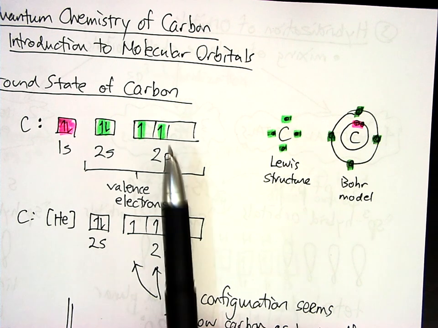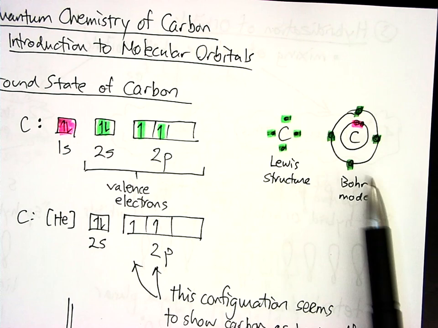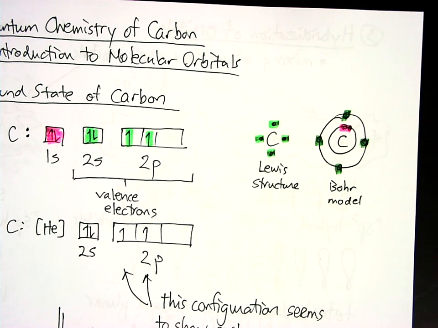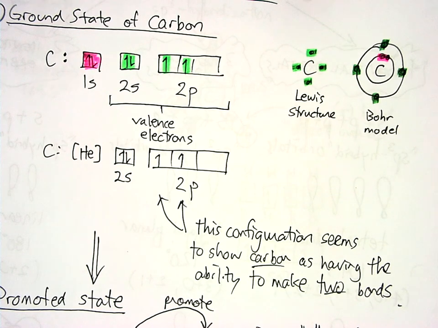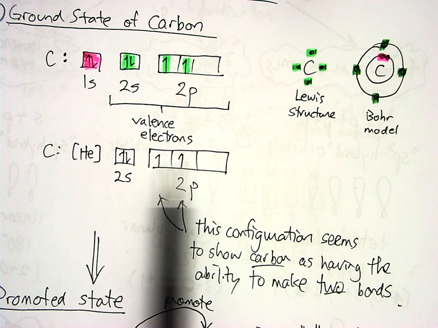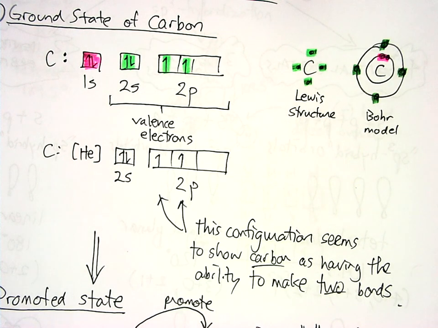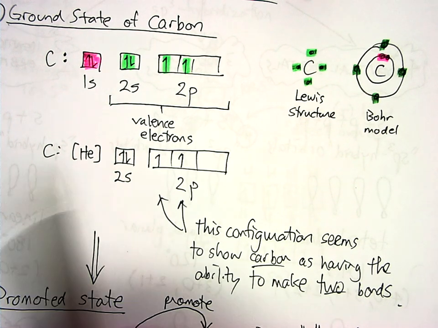These would represent the valence electrons that we've been showing in the Lewis structure for carbon when we draw Lewis structures. We can also show the shorthand version where we only show the electrons in the last energy level, the electrons that are found beyond the last noble gas's electron configuration, in this case helium.